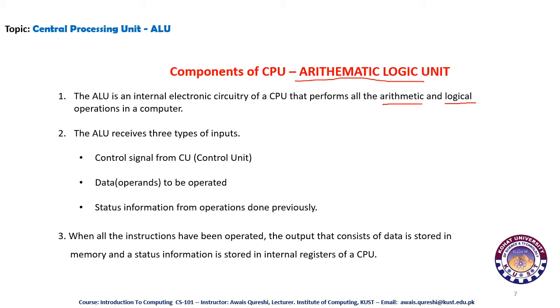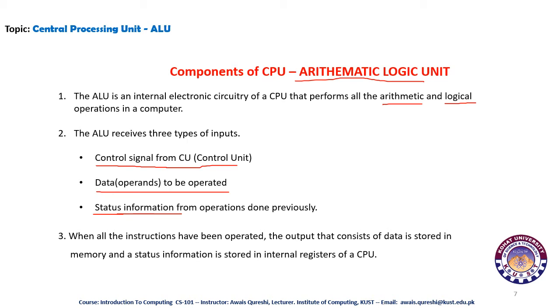So the ALU receives three types of inputs. The first one is a control signal from the control unit, the second one is the data that is to be operated on, and the third one is status information from operations done previously. Here, the status means whether that operation is completed, not completed, pending, and so on. This is called the status information of different operations done previously, and there is also the data that needs to be operated on, and the control signal.